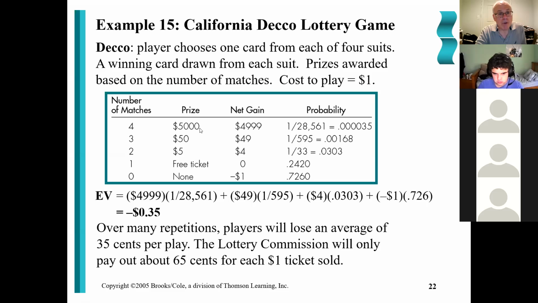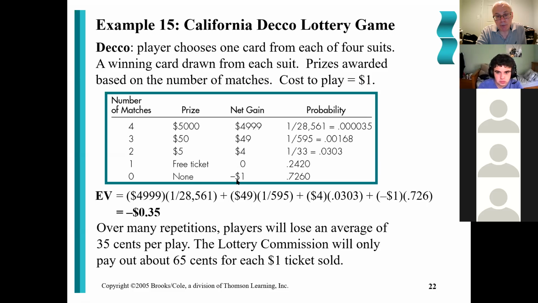All right. So if you win 5,000, your net gain's 4,999 because you're subtracting $1 that you paid. 50, it's $49 your net gain. If you win 5, it's $4. Free ticket, 0, no gain or loss. And if you don't win, you lose $1.